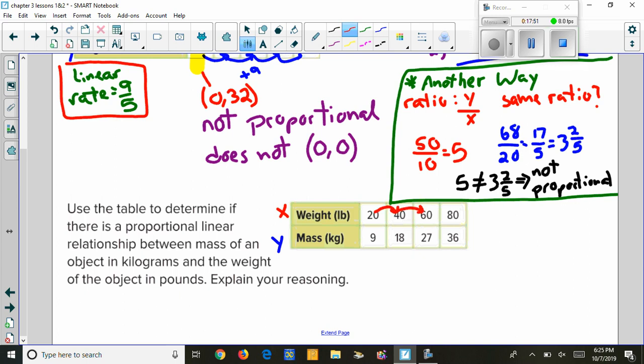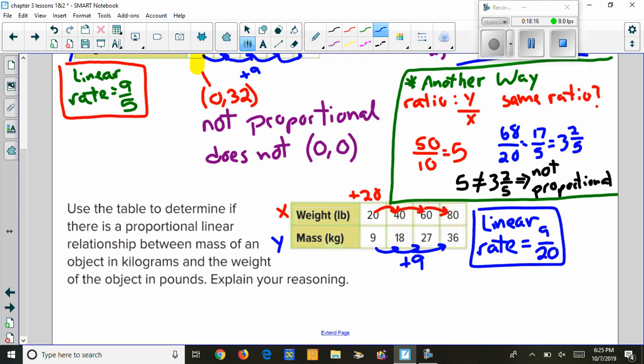My x values are increasing by 20, where my y values are increasing by 9. So this is linear with a rate of 9 over 20. And now we're going to figure out whether it's proportional.